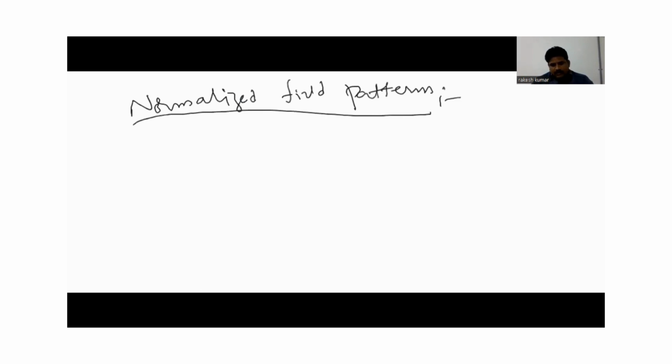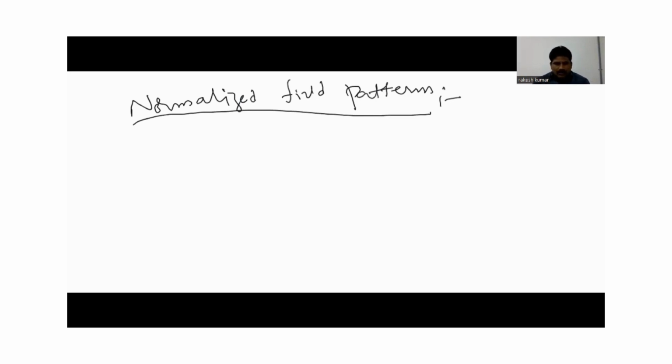Normalized field pattern. So, what is the definition of normalized field pattern? Normalized field pattern is obtained by dividing the field component by its maximum value.